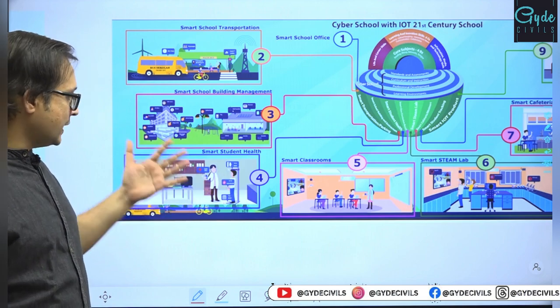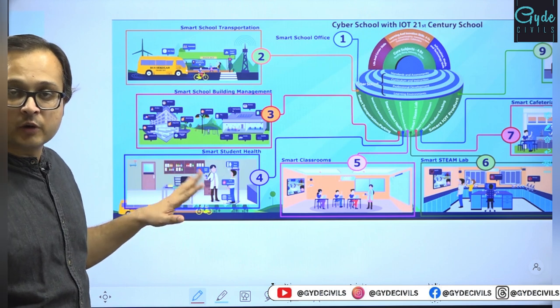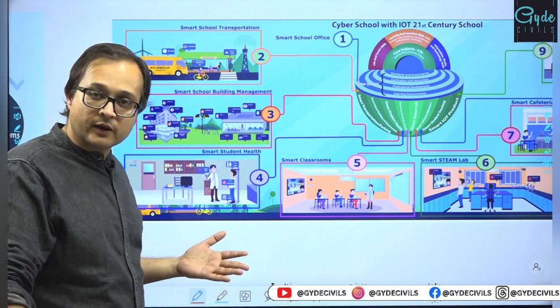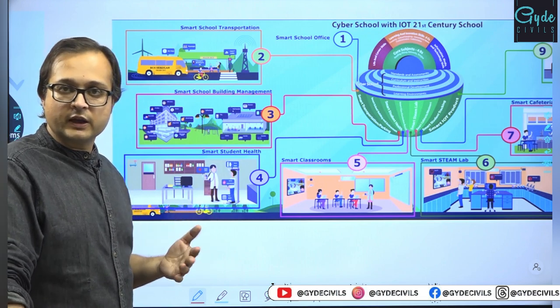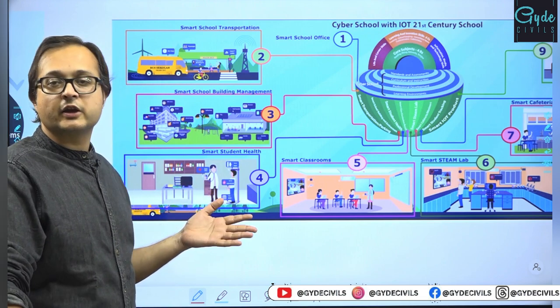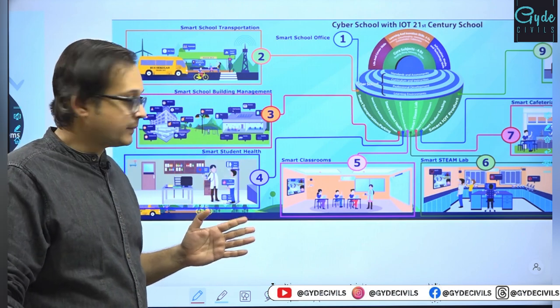Then smart student health. That would also be one aspect of it. The student health can be constantly monitored, and that can be connected with the healthcare facilities, and the sensors available with the healthcare facilities and devices and machines, they can also help in establishment of constant monitoring of the students' health, right?